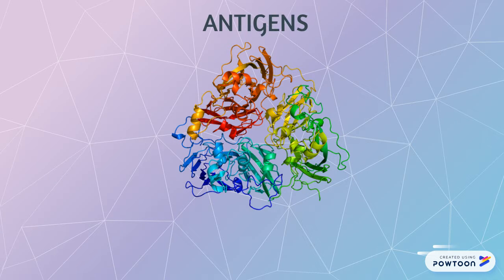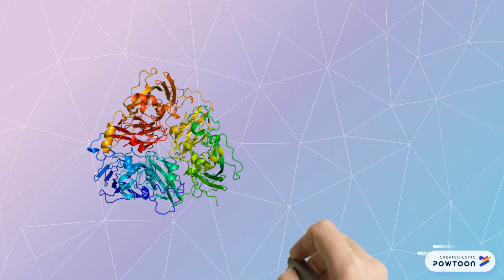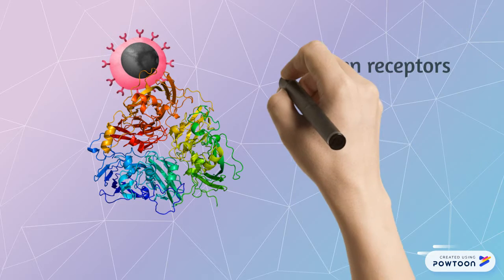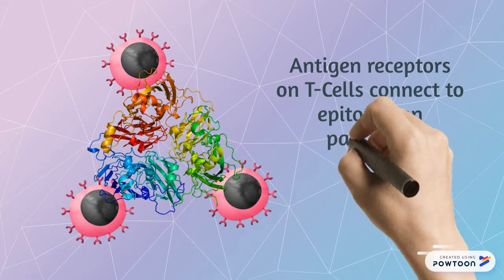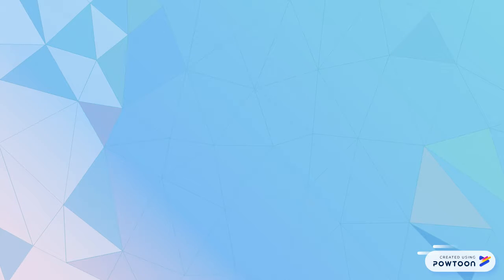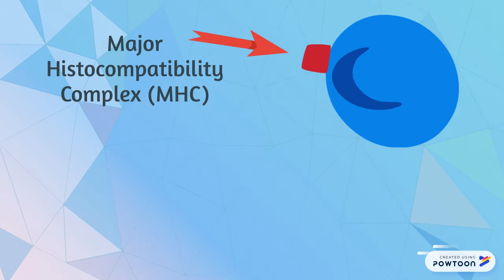T-cells respond to antigens located on pathogens. Antigens have a specific area called antigenic determinants, which work to activate the T-cells. T-cells can connect to these antigenic determinants, which are commonly known as epitopes. Antigens can be displayed on other cells such as the macrophages. The macrophages display antigen on major histocompatibility complex, or MHC.